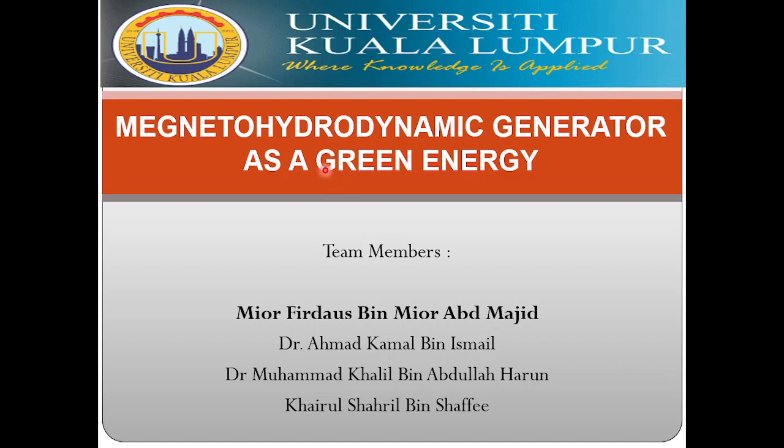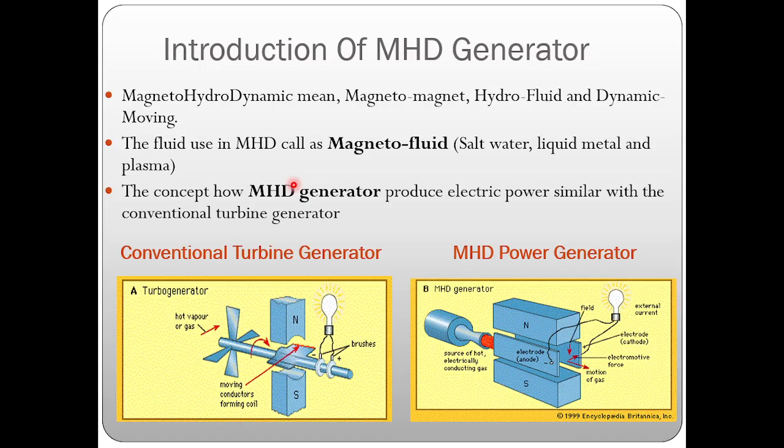Project title: Magneto Hydrodynamic Generator as a Green Energy. Firstly, the meaning of MHD is magneto hydrodynamic. Magneto is a magnet, hydrodynamic is a moving fluid. So the MHD generator is a combination of magnet and moving fluid that produces electricity.